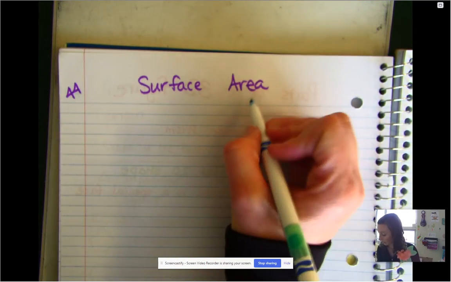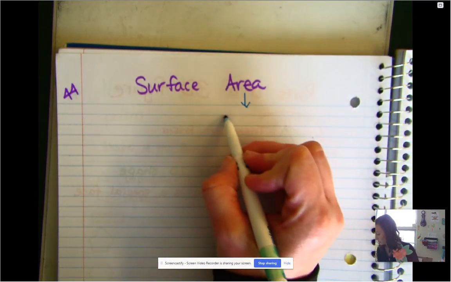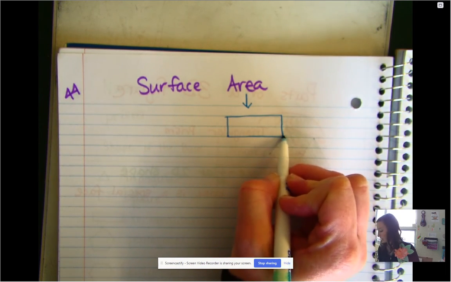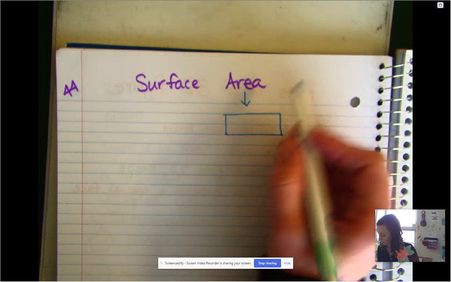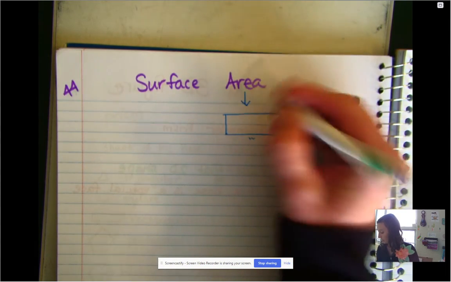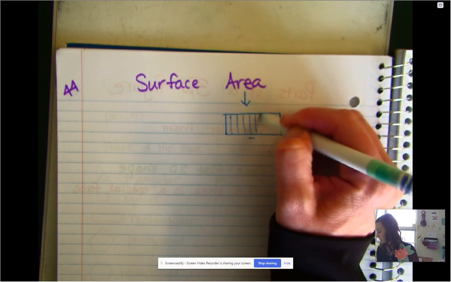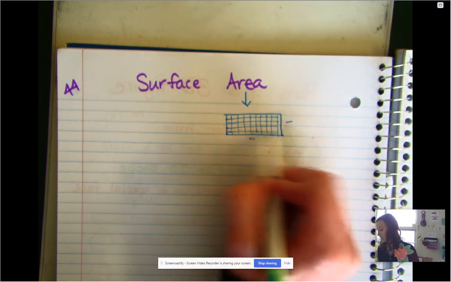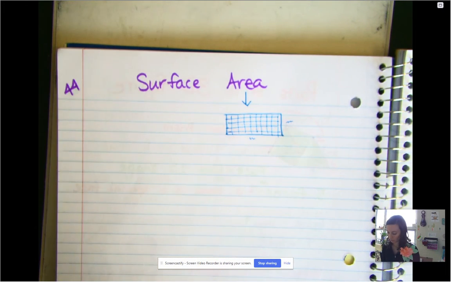We know area, we've done units where we talk about the area of a square or the area of a rectangle. We do this side times this side, and we're figuring out how much space is inside of that two-dimensional figure. Okay, area, you know it, you love it.